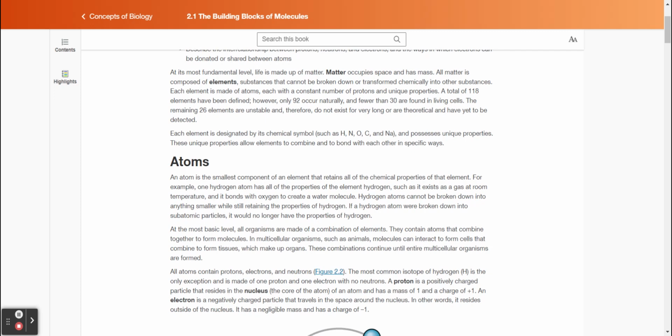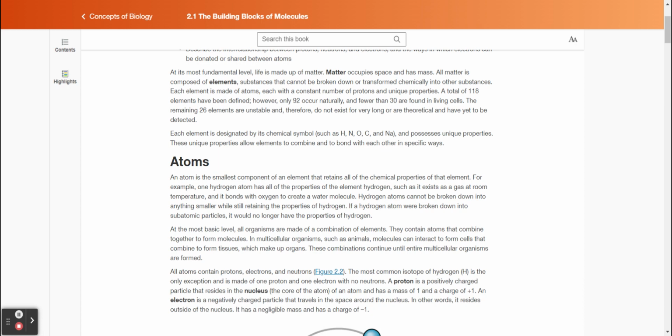At its most fundamental level, life is made up of matter. Matter occupies space and has mass. All matter is composed of elements, substances that cannot be broken down or transformed chemically into other substances. Each element is made of atoms, each with a constant number of protons and unique properties.